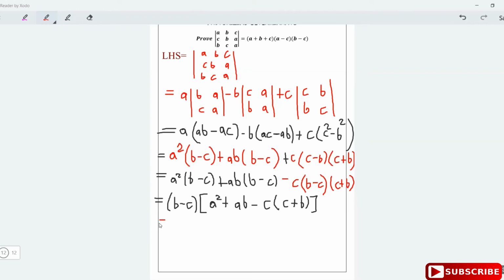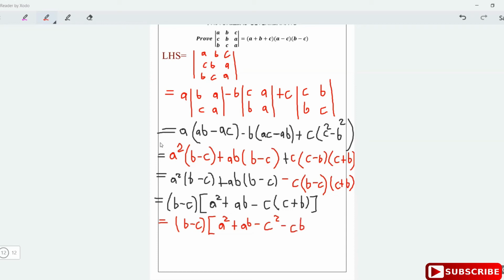So what I'm going to do is expand inside the bracket, and maybe something will come to me. I'm going to expand inside this bracket and hope something comes. This is a squared plus ab. This is now minus c squared minus cb. It just came to me now.